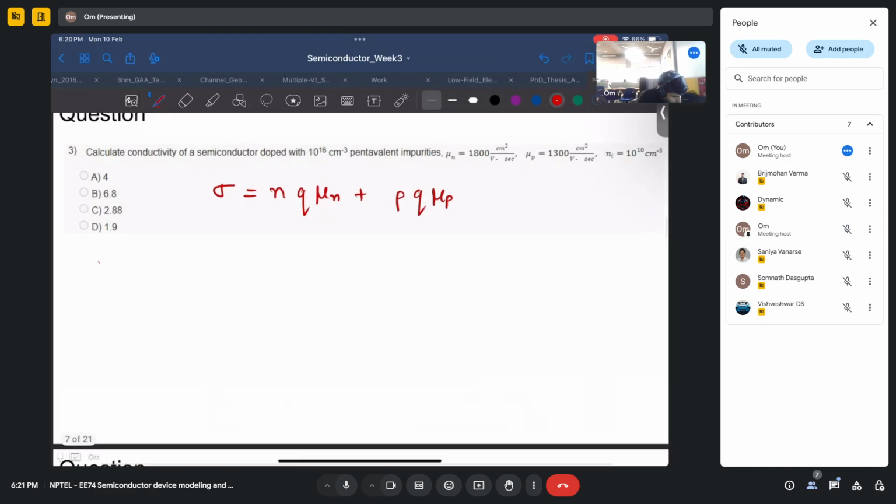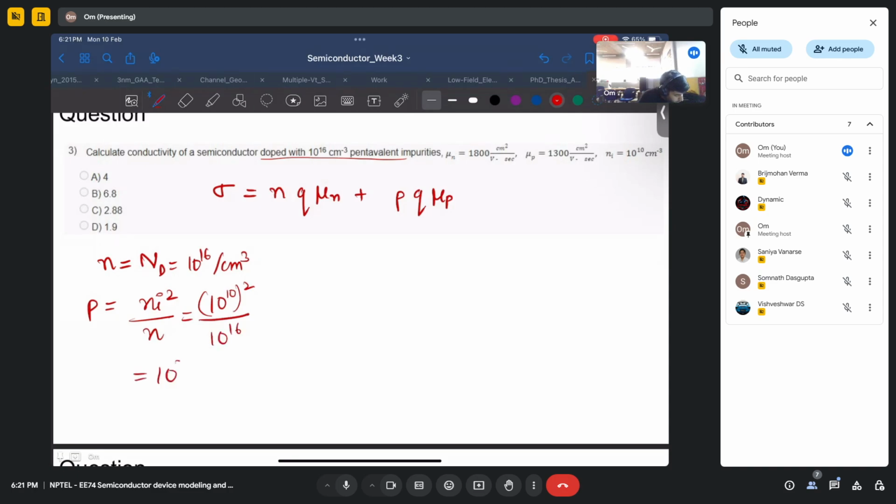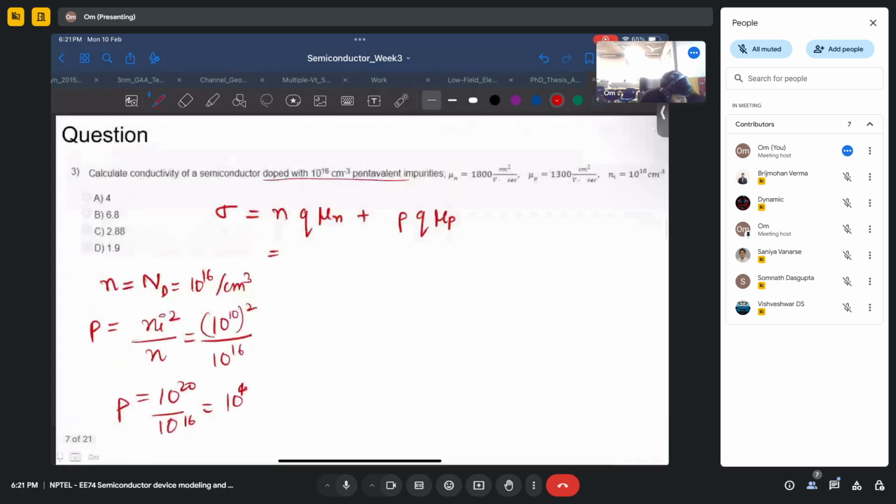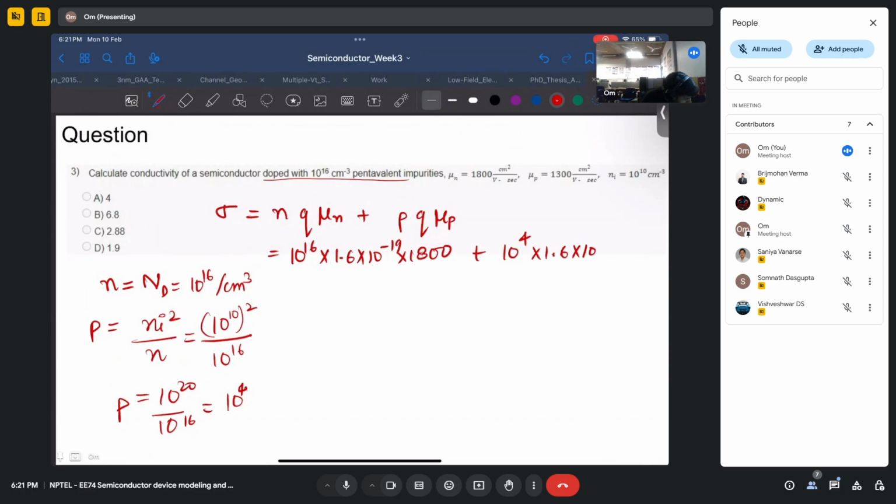Now we know that N will be equal to the pentavalent impurity, that means the donor Nd, which is 10 to the power 16 per centimeter cube. So P will be Ni square by N, which is 10 to the power 10 square by 10 to the power 16, which is 10 to the power 20 by 10 to the power 16, which is 10 to the power 4. So this will be N, 10 to the power 16 into 1.6 into 10 to the power minus 19, mu n is 1800, plus P, 10 to the power 4 into 1.6 into 10 to the power minus 19, and mu p is 1300.